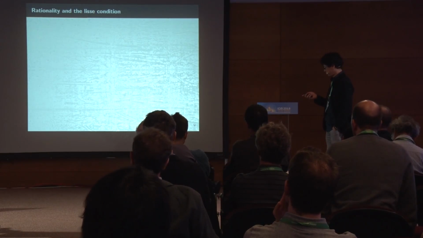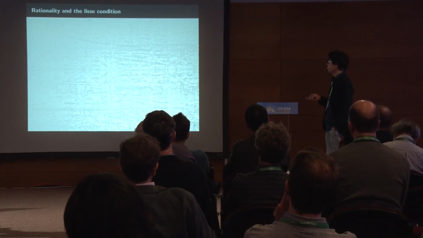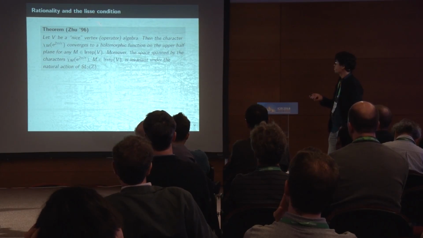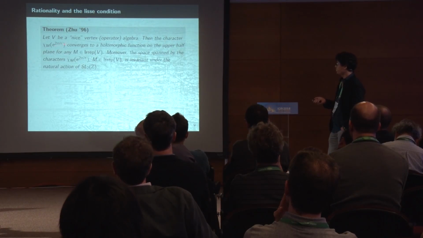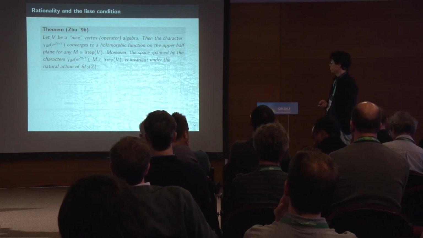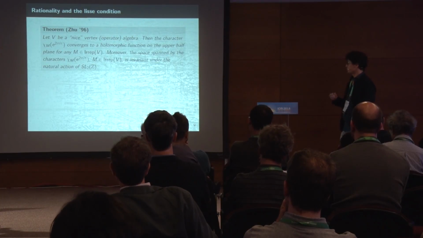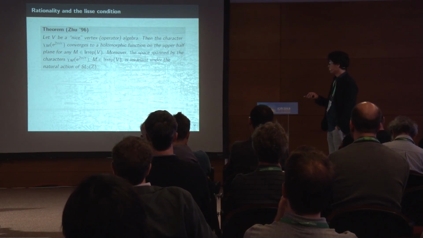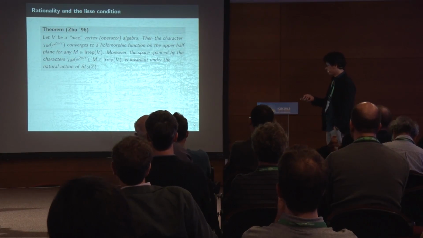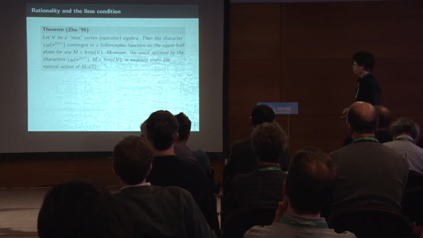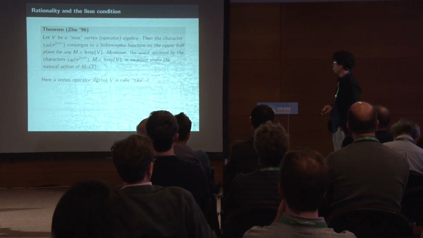So for this, I would like to recall the following important result of Zhu. A theorem of Zhu says if V is a nice vertex algebra, which I explain later, then the character of any simple module converges to a holomorphic function on the upper half plane, and the space spanned by the characters is invariant under the action of SL2(Z). So they form a vector valued modular function. And also one shows the category of representations of a nice vertex algebra forms a modular tensor category, which gives rise to an invariant of 3-manifolds. So as soon as you get a nice vertex algebra, you get these nice properties for free.